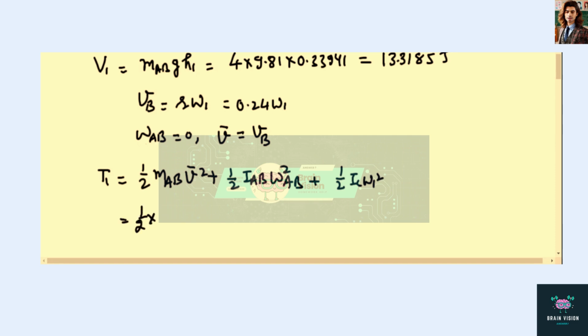Substituting the values, mass of rod AB is 4 kg. Its velocity is 0.24 times omega. Omega AB is 0. IC we have calculated, 0.5184 omega 1 square. So this can be written as 0.3744 omega 1 square.